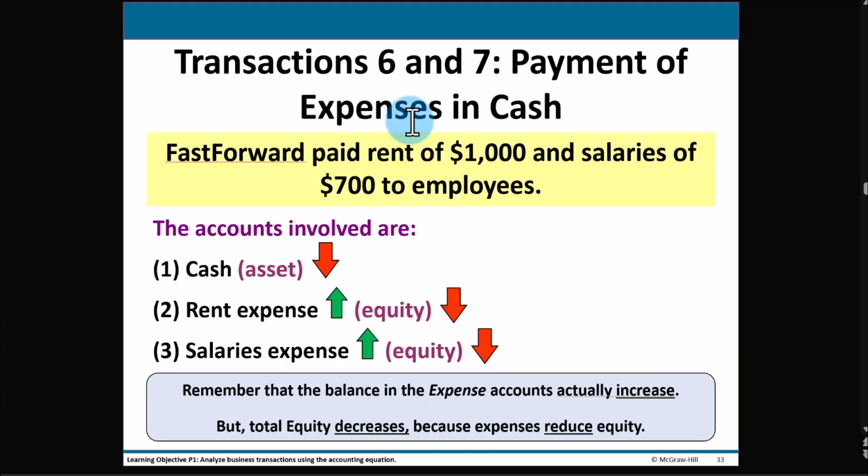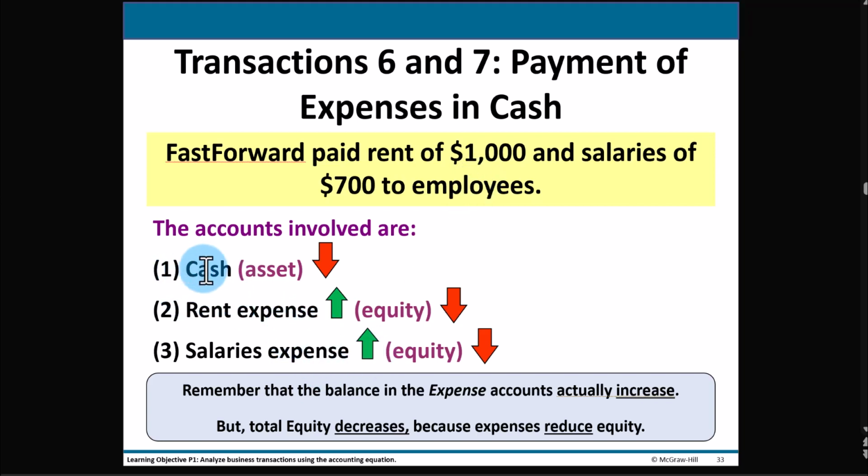Transaction number 6 and 7, we have two things happening here being recorded at the same time. Whenever you see the word paid, that's an indication cash is going to go down. And why is it going to go down? That's the other change in the accounting equation. In this case, we're spending $1,000 for rent and another $700 for employee salaries. Both of these two amounts are costs being used up, and that's going to be classified. Used up cost is our expenses.